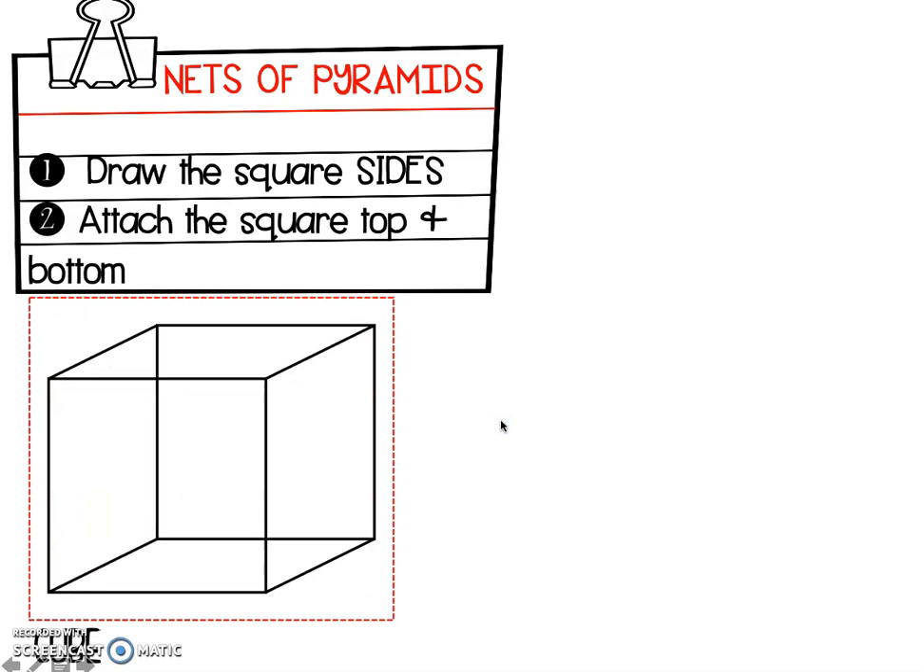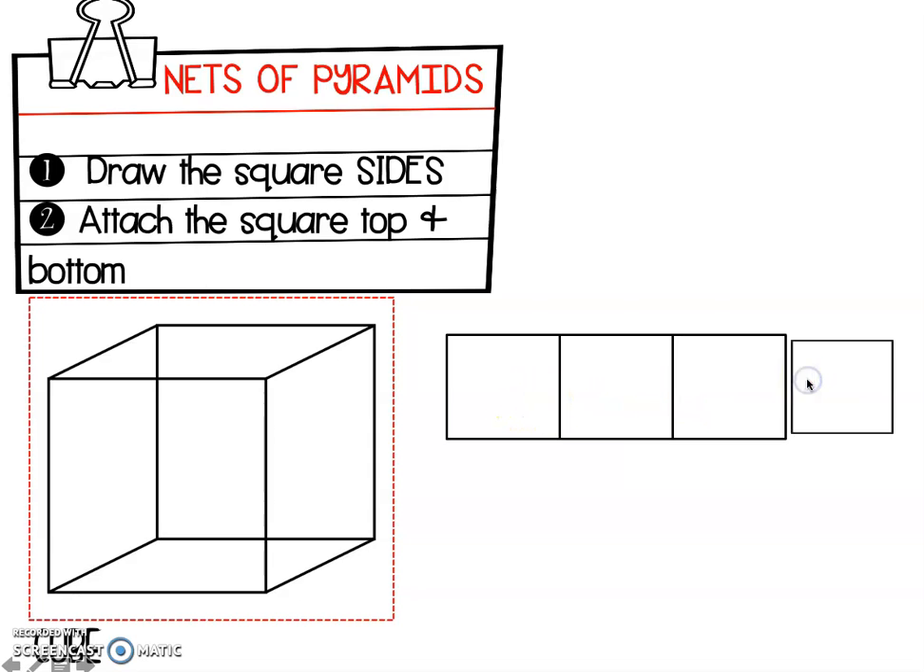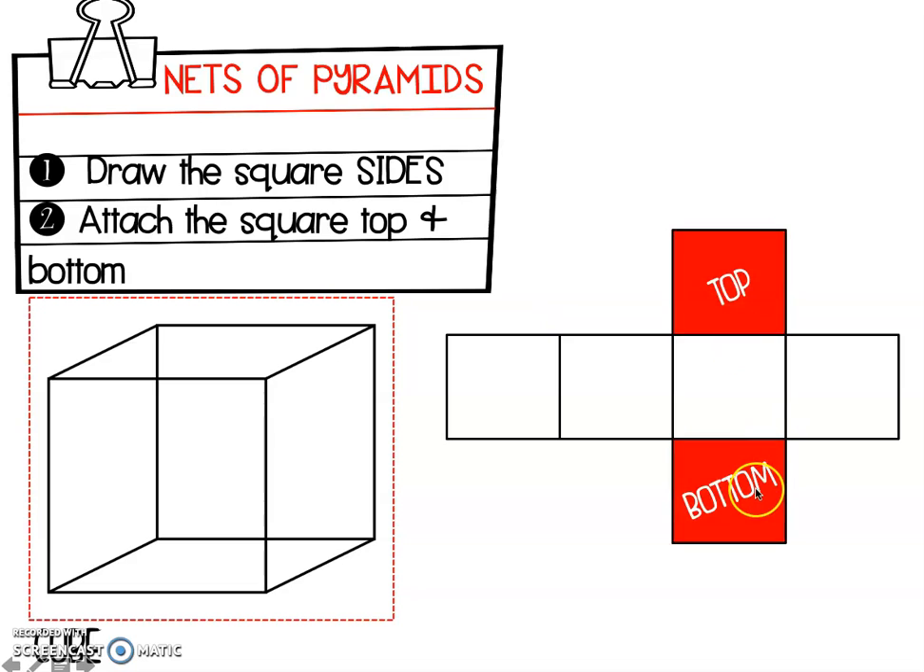This is a cube, and to draw the net of a cube, we're going to draw the square sides, then we're going to attach the square top and the square bottom. So I have 4 square sides, and then I have a square top and a square bottom. There's my net of a cube.